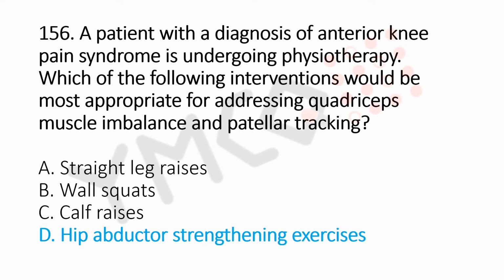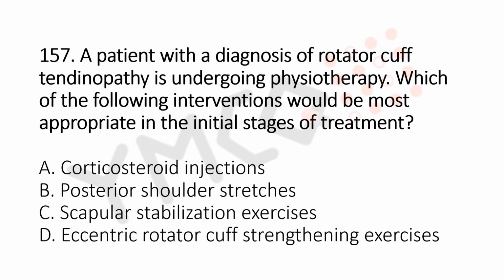Now let's move to question number 157. A patient with diagnosis of rotator cuff tendinopathy is undergoing physiotherapy. Which of the following interventions would be the most appropriate in initial stages of treatment? Option A, corticosteroid injections. Option B, posterior shoulder stretches. Option C, scapular stabilization exercise. Option D, eccentric rotator cuff strengthening exercise. And the answer is Option B, posterior shoulder stretches.